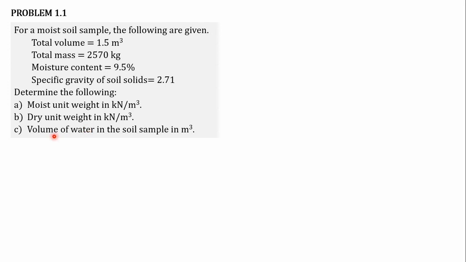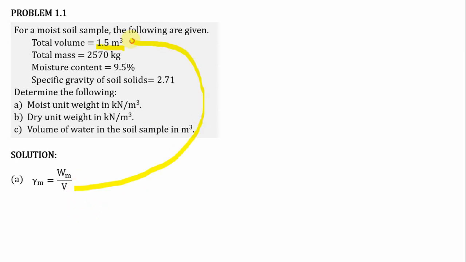Okay? So, una tayo sa A. Paano natin solvein yung A? So, we know that the moist unit weight is equal to weight ng moist divided by the total volume. And then, we know that the total volume is given, which is equal to 1.5 cubic meter. And then, weight ng mass. Take note, the total mass is 2,570 kg. This is the total mass of the moist sample. So, ang aim natin is the moist unit weight, which is in kilonewton per cubic meter.